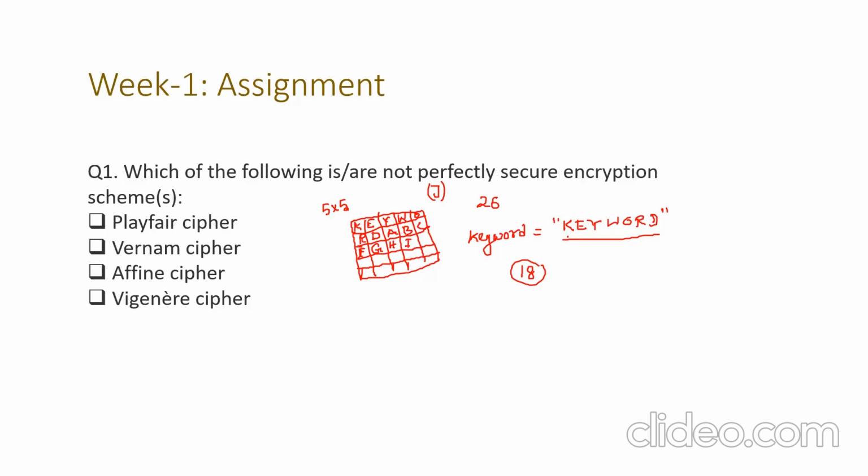And then you fill up the rest of the alphabet sequentially. So A, B, C, D already occurred, E already occurred, F is not there, G is not there, H is not there, I is not there, J you omit, and K has already occurred. Like this: L, M, N, O is there, P, Q, R is there, S, T, U, V, W is there, X, Y is there, Z. So that is how you form a 5x5 table here.